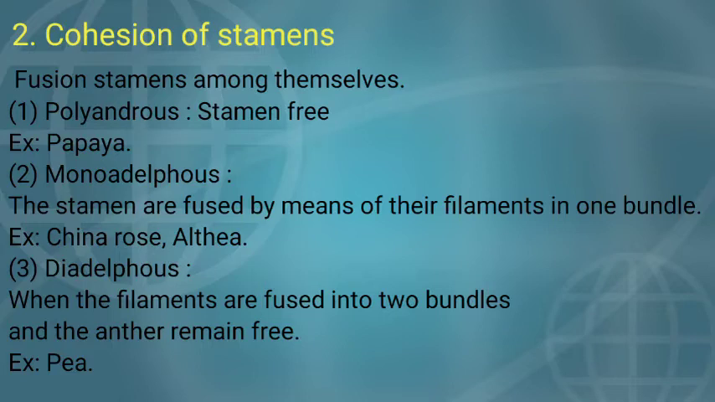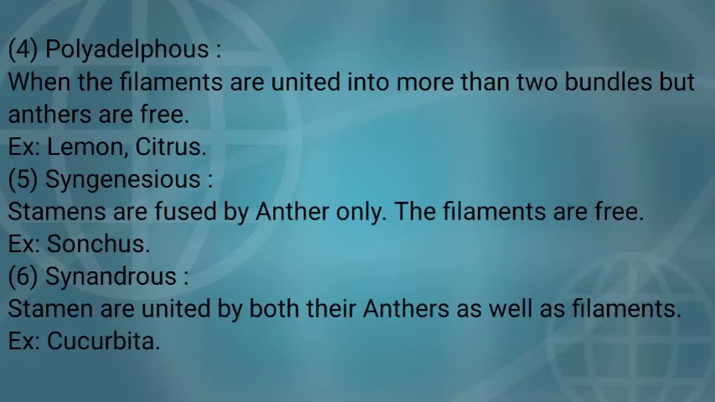Third one, diadelphous condition. In this condition, filaments are fused into two bundles and the anthers remain free. Example, Fabaceae family plants, pea. Fourth one, polydelphous condition. In this condition, filaments are united into more than two bundles, but anthers remain free. Example, lemon, orange and other citrus plants. Fifth one, syngenesious condition. In this condition, stamens are fused by anthers only, but filaments are free.